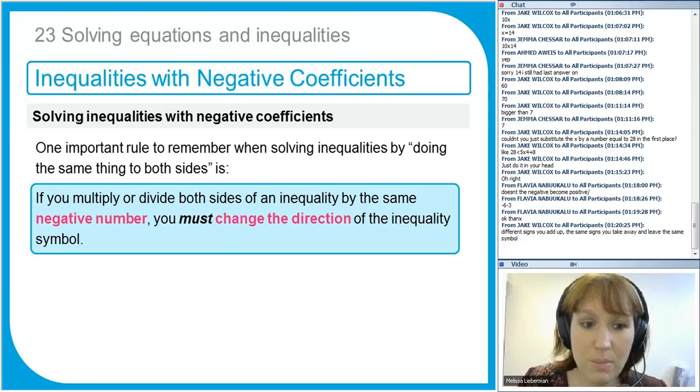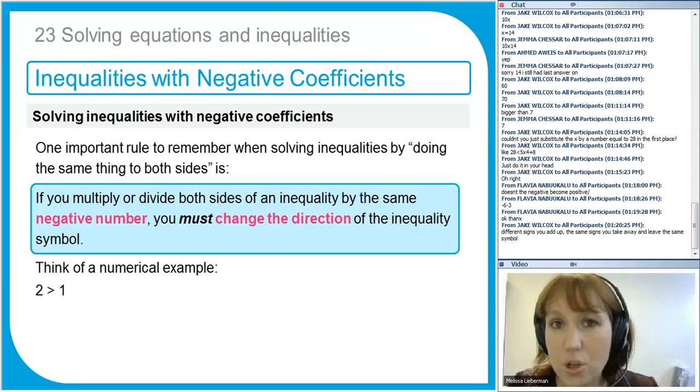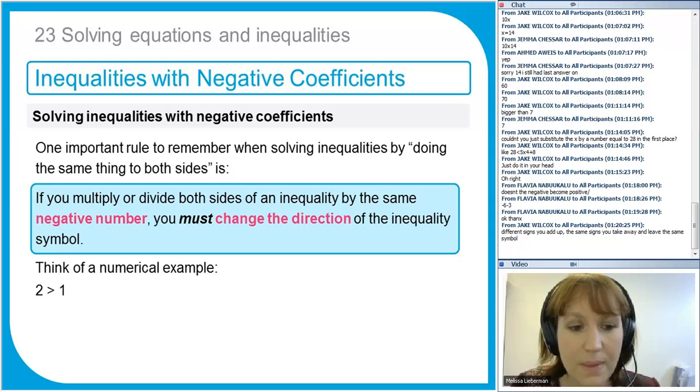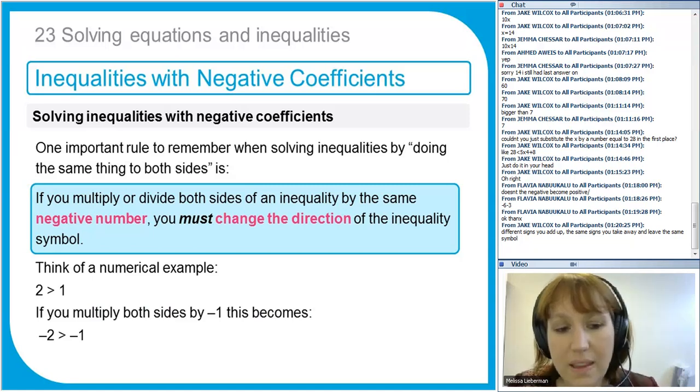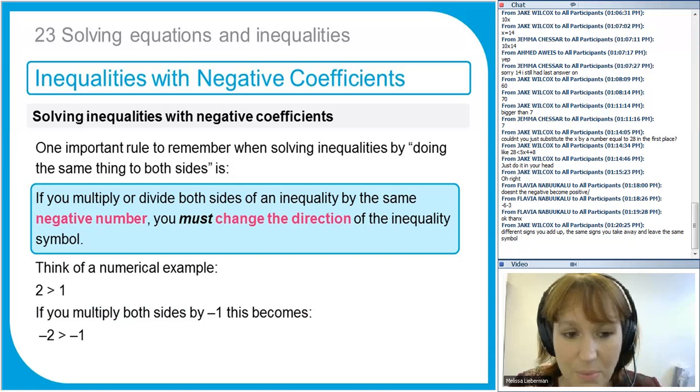If you take a numerical example like this, 2 is greater than 1. That's obviously true. But then supposing I divided both sides by -1 or multiplied both sides by -1, then it would say -2 is greater than -1. That's no longer true. -2 is colder than -1 if we're talking about temperatures. It's further to the left along a number line.